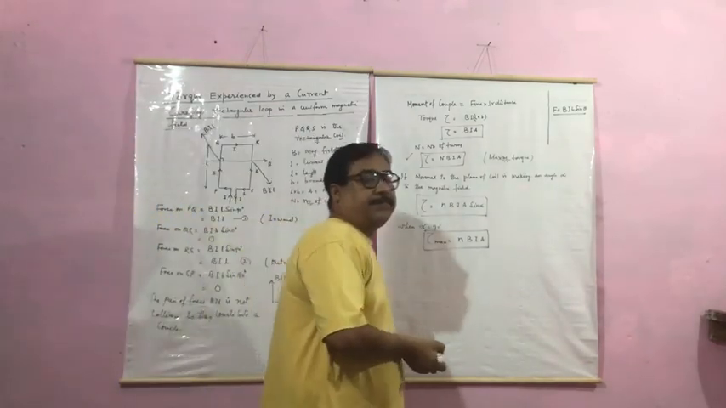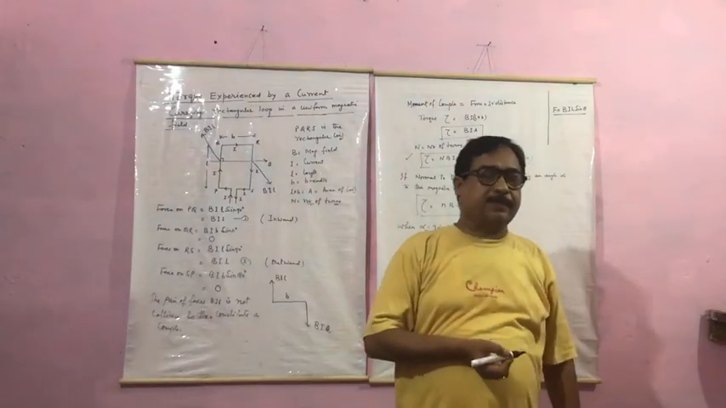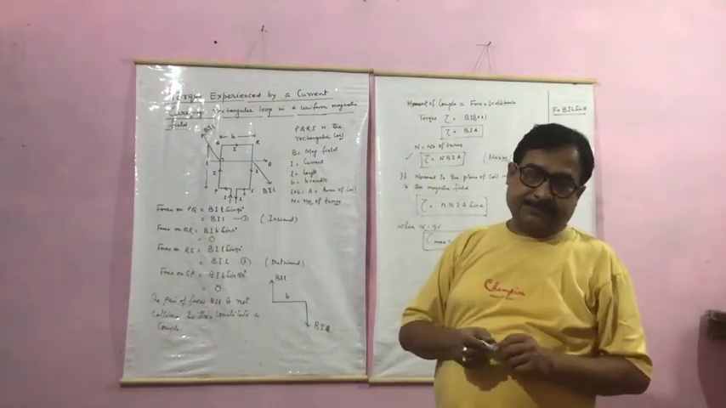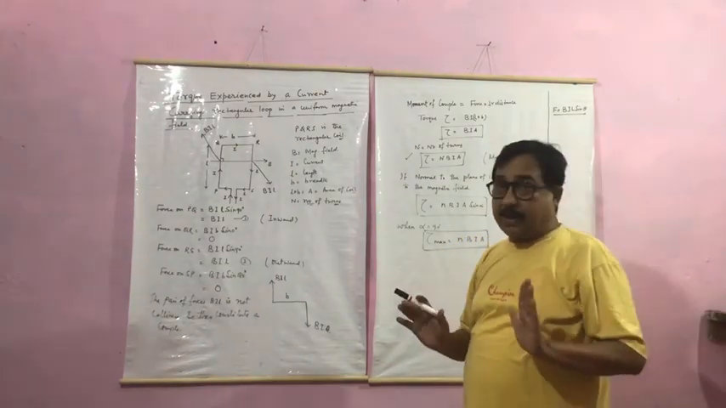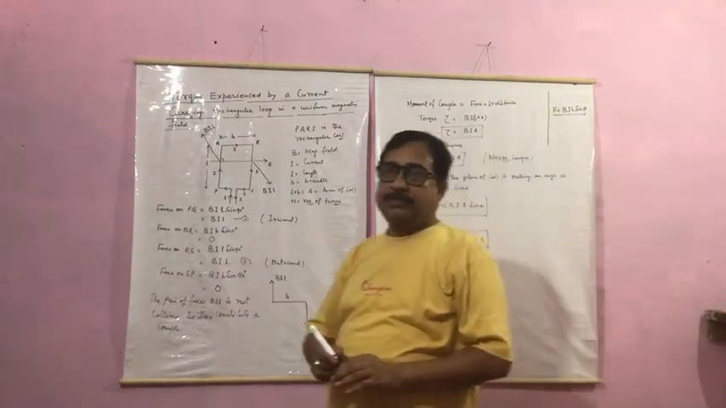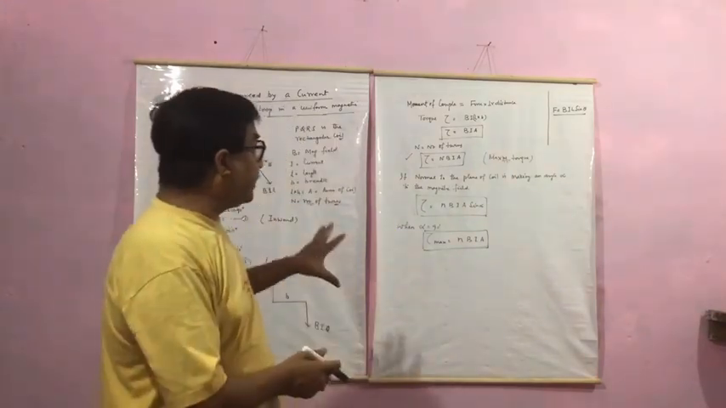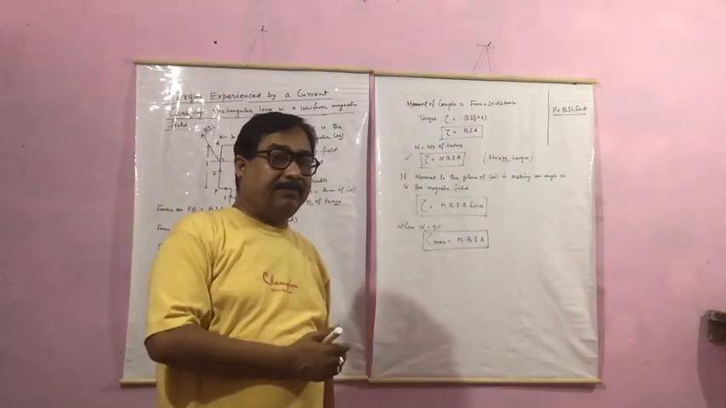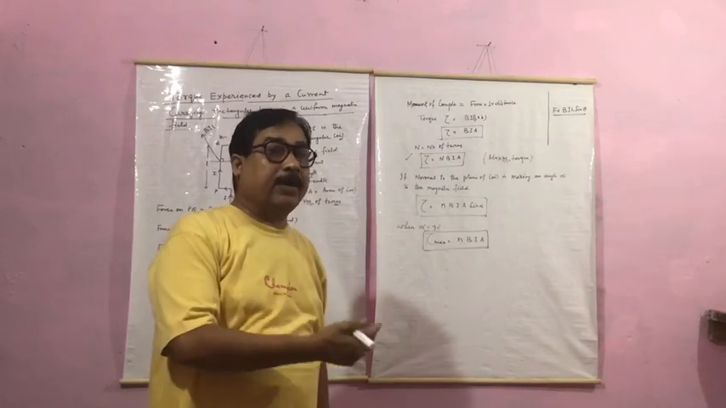So this is the expression for torque experienced by a current carrying rectangular coil. I think the thing is very clear to all of you. So after this, we will apply this concept to moving coil galvanometer. That will be our next video lesson.